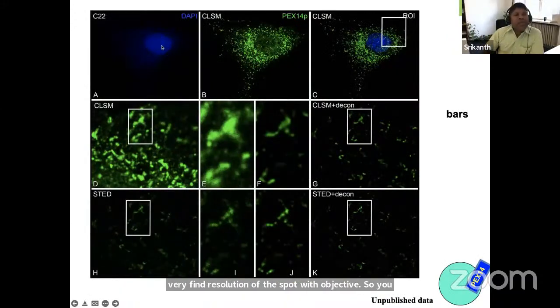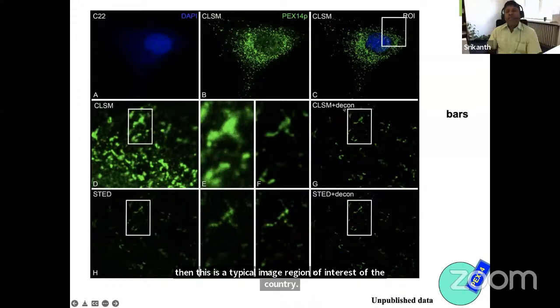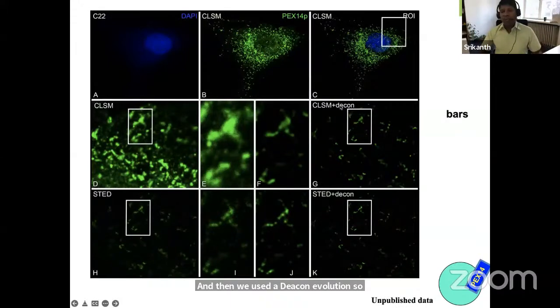It's a normal cell with a cell nucleus, a typical pattern of the PEX-14 labeling. I would like to draw your attention to this region of interest, which is magnified here. This is a typical confocal image of the region of interest. Then we used deconvolution software to remove the background to see the structures better. The same image after deconvolution, you can see, is very clear, a nice image.